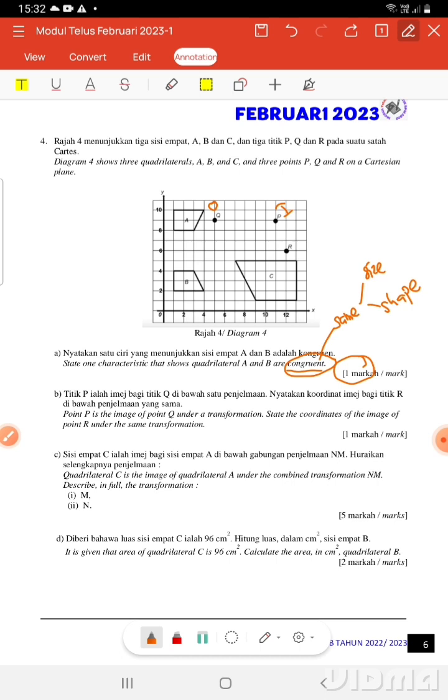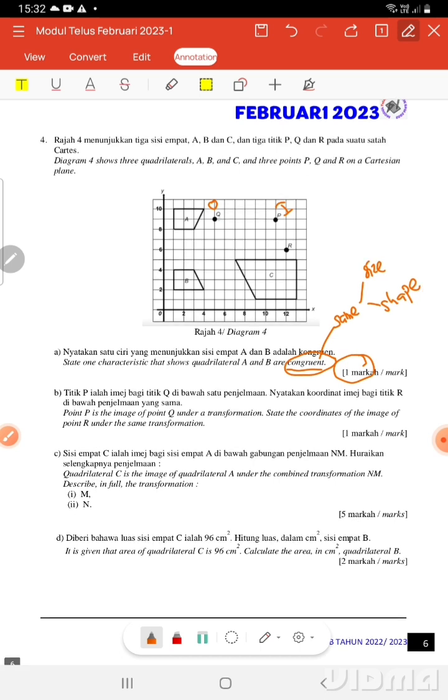It is clearly a reflection. For a reflection, the axis must be in the middle. So count the boxes: 1, 2, 3, 4, 5, 6. So 6 divided by 2 is 3. So count 1, 2, 3. This is the line, so this is the axis. So from P to Q it underwent a reflection at the axis x equal to 8.